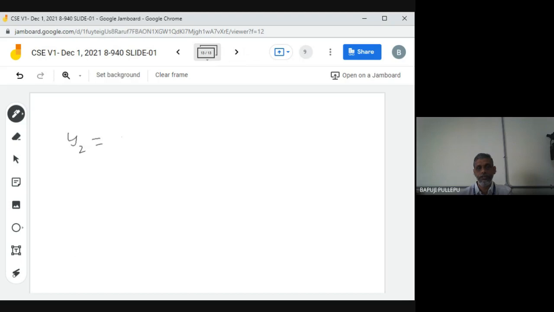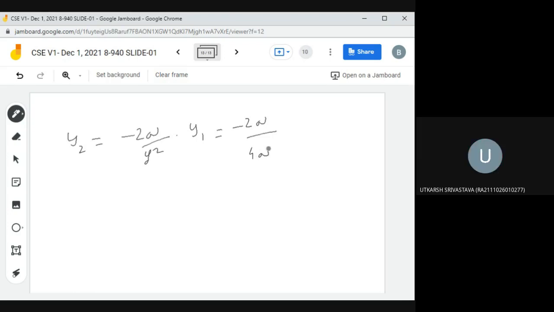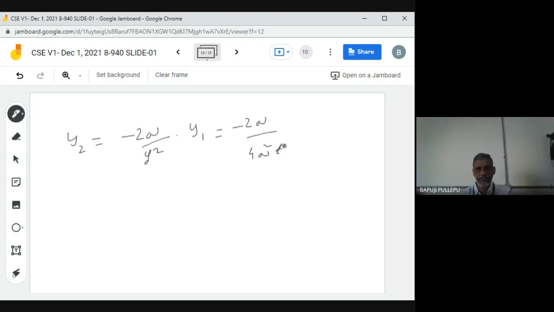Y2 is equal to what? Minus 2a by t squared into y1. So minus 2a by y value is what? 2at squared, 2at means 4a squared t squared. 4a squared t squared, a squared t squared into y1. Who is 1 by y1? 1 by t.